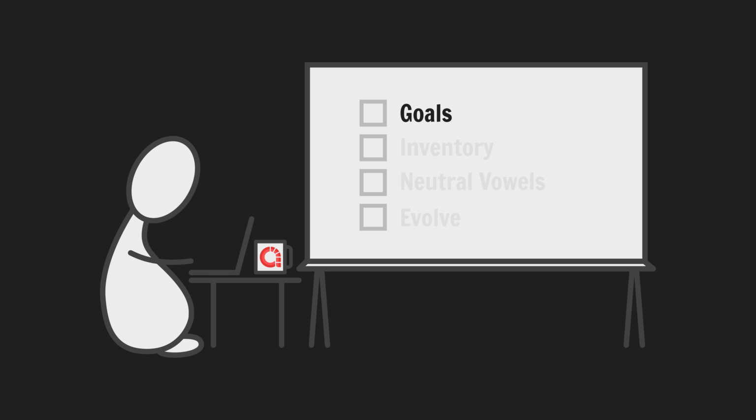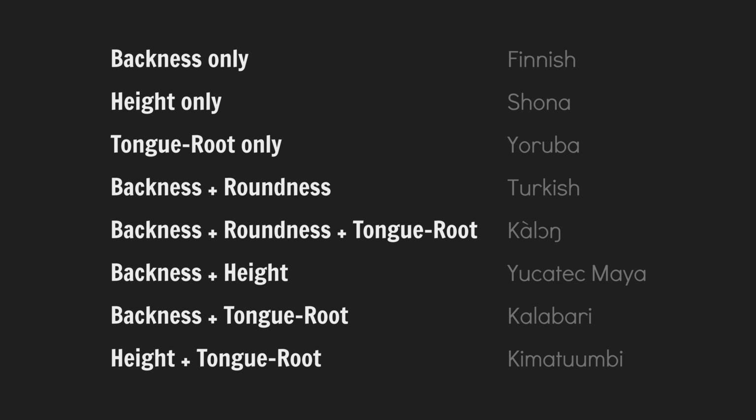Step 1. Goals. Choose the type of system you want from any of the previously mentioned systems. I'll go with backness harmony. Then set your domain to be the word and the controller to be the root. Word domain and root control is by far the most common setup, so I'd recommend not deviating from this.